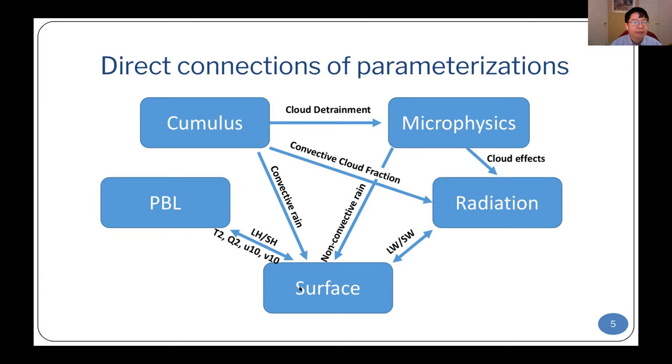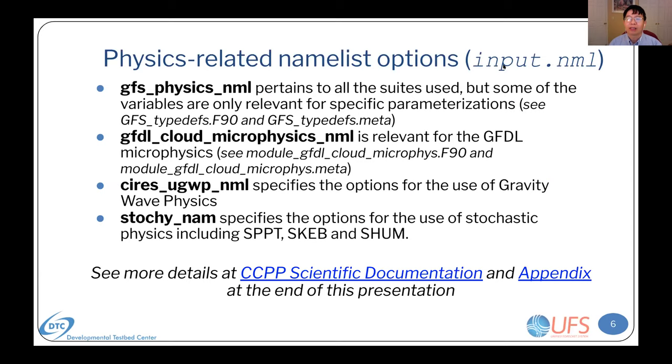Physics-related namelist options in the file input.nml include the GFS physics namelist, GFDL cloud microphysics namelist, Cires UGWP namelist, and stochastic namelist. Here is the documentation of the CCPP. In the CCPP documentation, you can find a detailed description of all these namelists. You can also find them in the appendix of this presentation, which has some detailed descriptions of all these physics namelists.